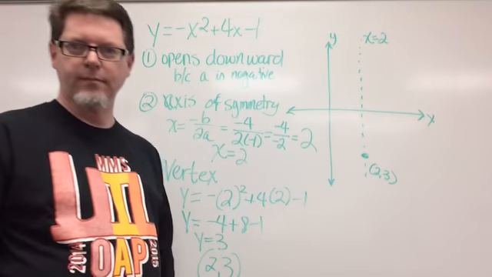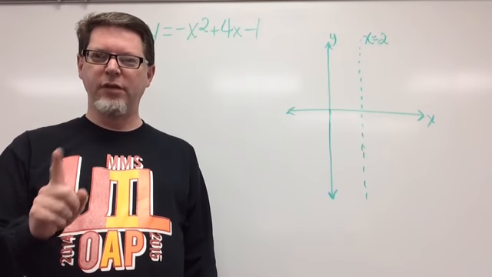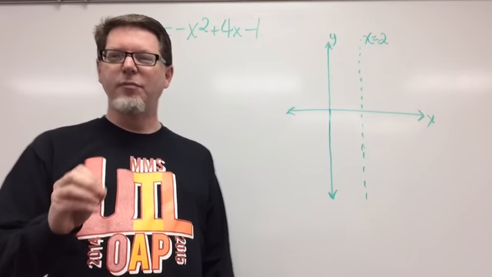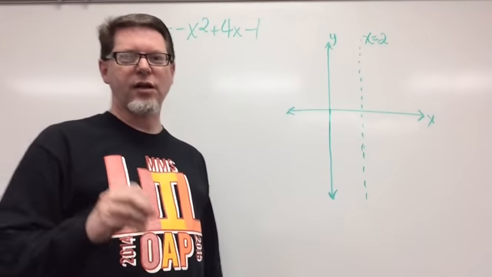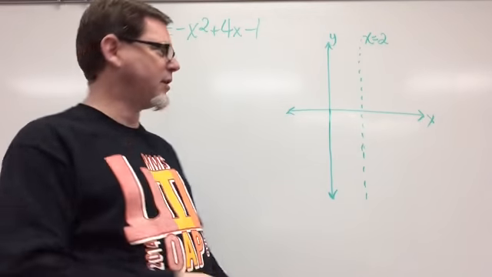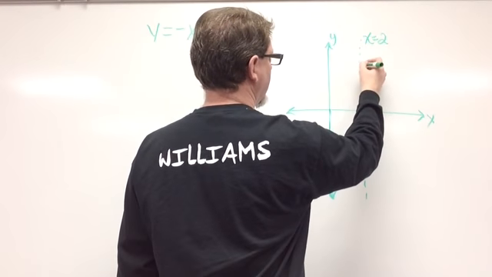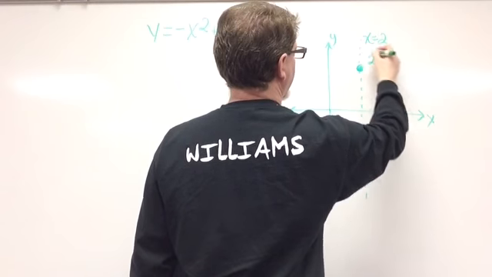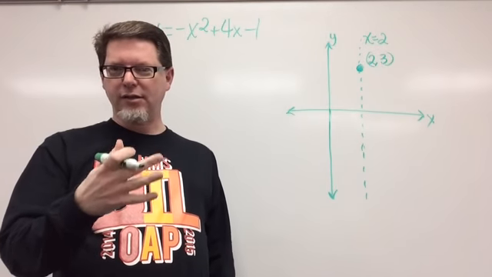I bet you're wondering to yourself, Mr. Cohens, you made a mistake in the last part, and you need to fix that. You're exactly right. I plotted the vertex in the wrong place, because the vertex is 2, 3, and I did 2, negative 3. So let's fix that. So the vertex should be 2, 3. We'll guess that right there is about 3. So that's 2, 3, and that's my vertex. Apologize for all that. Everything else is still okay.